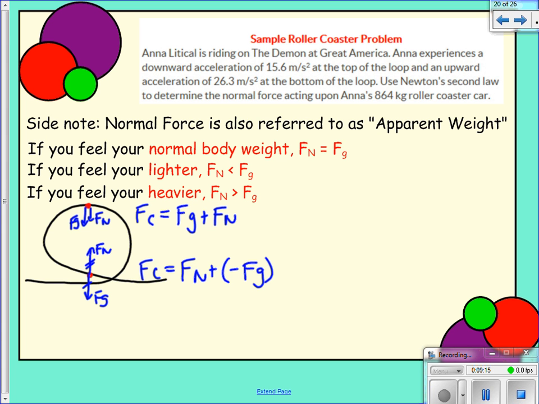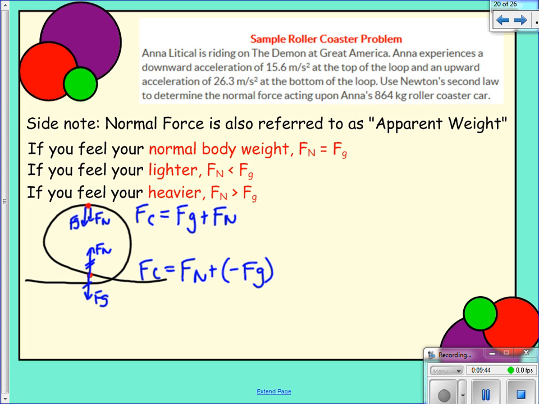Now, if you feel lighter, like when you're on a roller coaster and you feel lighter at certain points, this is when your force normal is less than force gravity. And then if you feel heavier, this is when your force normal is greater than gravity. And so we're going to look at this numerically, but I want you to think about moments in roller coasters or rides where you've ever felt lighter or heavier than normal. That's kind of like when you get that feeling in your stomach when you're riding through rides.